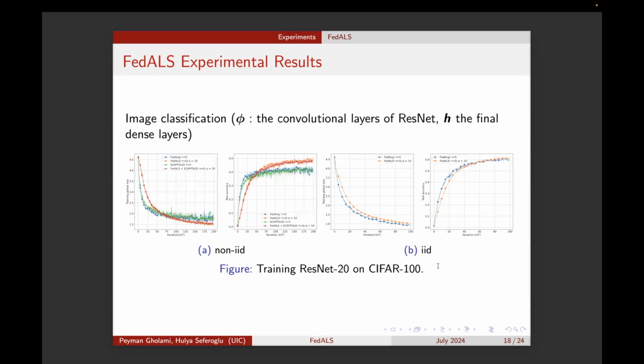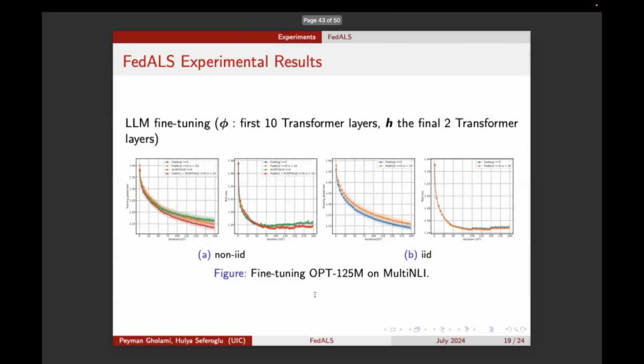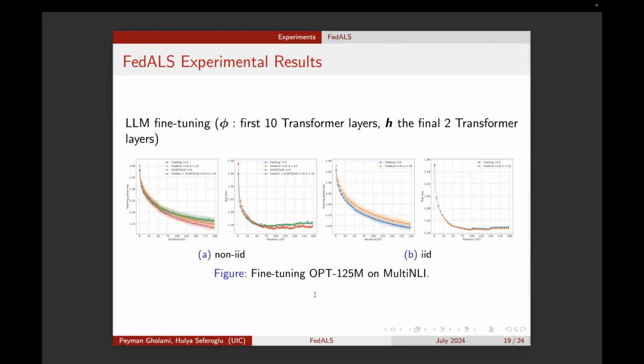We actually achieved similar results across different datasets and models. Here, you can see the result for CIFAR-100 and ResNet20, which are consistent with what we saw in the previous slide. We also tested with large language models, using OPT 125 million on the MultiNLI dataset. Again, we observed improved generalization by doing more local steps for the representation extractor.